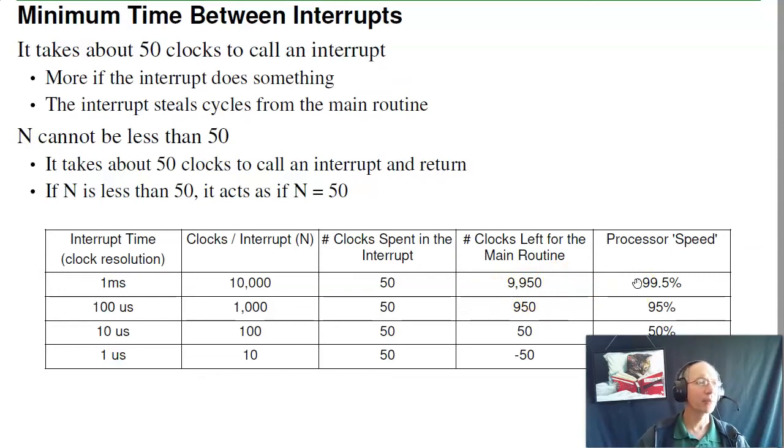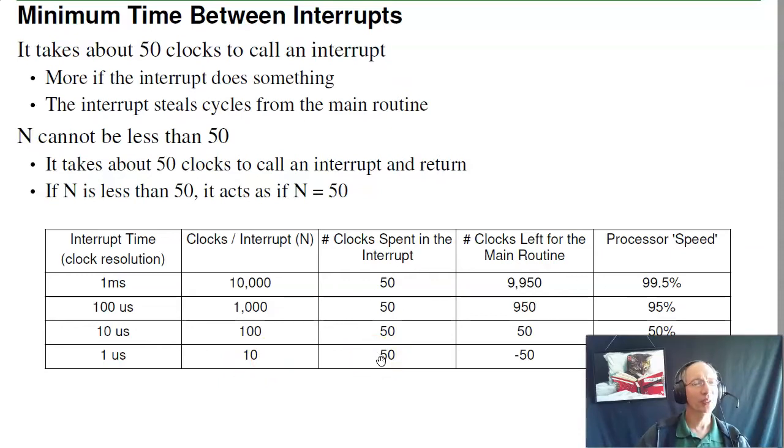It's not bad. If I measure time to 100 microseconds, that means I interrupt every 1,000 clocks. That still works. I still have 50 clocks at every 1,000, so the main routine is running a little bit slower. It's now running at 95% speed. If I want to measure time to 10 microseconds, that barely works. Half the time is spent in the interrupt, half the time is spent in the main routine. If I want to measure time to 1 microsecond, that's every 10 clocks. Every 10 clocks, I still have 50 clocks, which doesn't work.